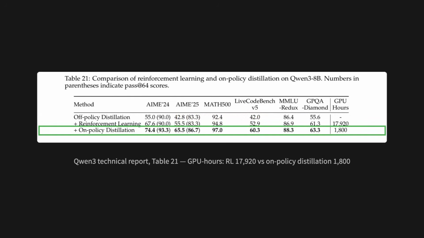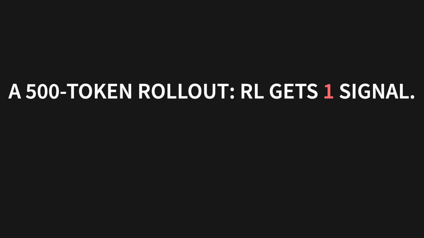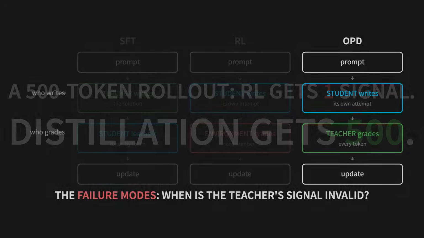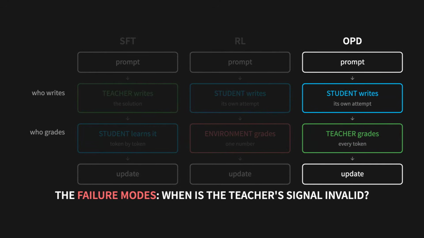Now go back to table 21 from the intro and look at the GPU hours column. The gap between 17,920 and 1,800 is exactly what density buys. A 500 token rollout means the student wrote 500 tokens. RL checks the final answer once. One signal for all that work. Distillation gets 500. So we just built on-policy distillation, and it works.